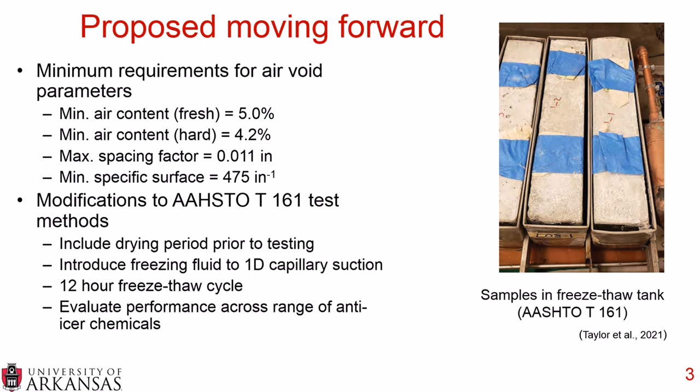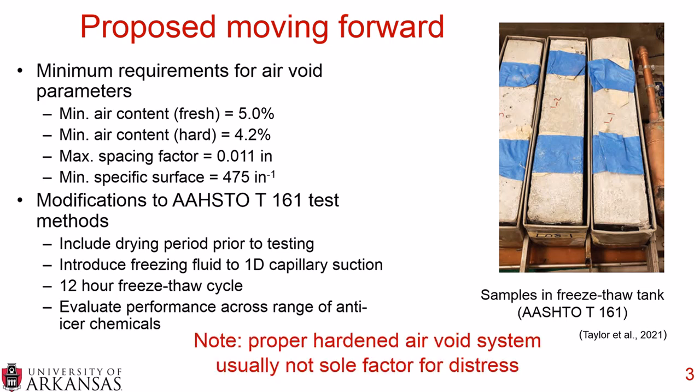So you can see they achieved their two objectives of minimum requirements for air void parameters and then modifications to AASHTO T161. One caveat they did emphasize in the report was that it was very hard to find a proper hardened air void system that was the sole factor for any sort of distress in a concrete pavement. And this is pretty common looking across any distresses on any pavements. It's very difficult to isolate just one thing, one reason that a pavement has a distress. And they found that this was also the case when relating air voids to pavement performance.